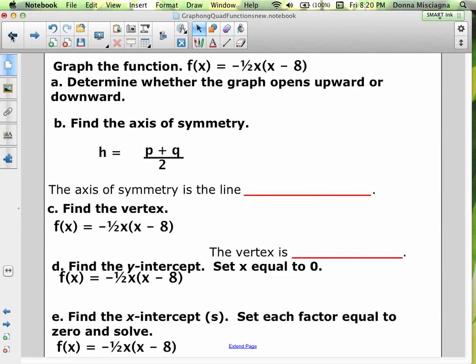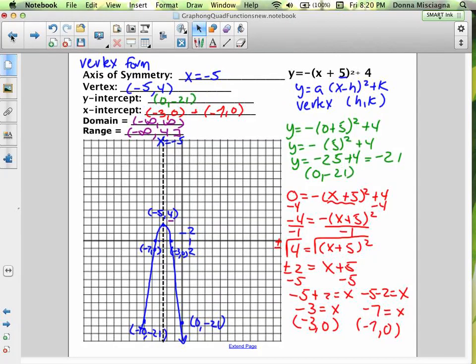All right, and we never did this. We never determined whether the graph opened up or down. Although we did graph it correctly, we should do that. It's always very helpful. Notice that our A here is negative 1. So our graph is going to open down. This graph is concave down.